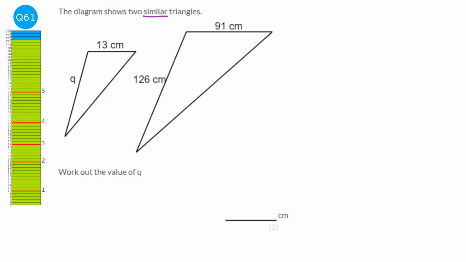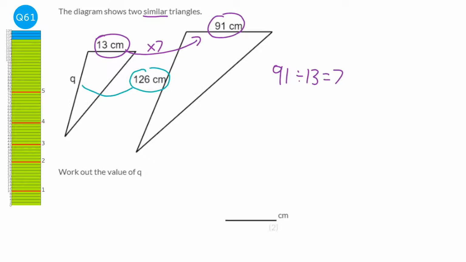So we've got to first of all realise that these triangles are similar, so we can work out what the scale factor is. We need 2 corresponding sides, which I'm just going to pick these top ones, and we're going to work out the scale factor from those. Now the scale factor is how to get from the smaller to the bigger. So I'm going to do 91 divided by 13, which is 7. So we know we times 7 to get from the small to the big. Now here we've got a problem because we're actually going from the big to the small. And when we go the opposite way around, instead of times 7, we're going to divide by 7. So on our calculator we do 126 divided by 7, and we get the answer 18.